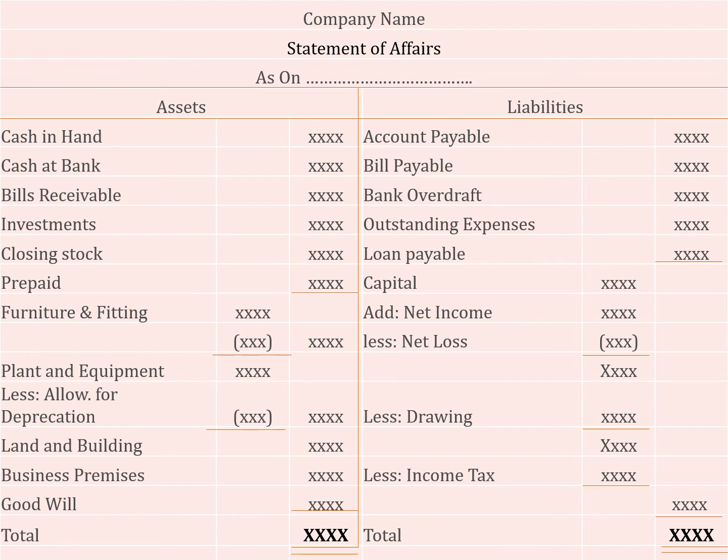Then we record capital at end and add the net income that we find with the help of the statement of profit or loss. If we have net income, we add it to the capital, or if we have a loss, we deduct it from the capital side, then less drawings, or if there is further income tax, we deduct it from the balance that we have after deducting drawings. It should be the same on both sides, so we can easily see that it works like the balance sheet.